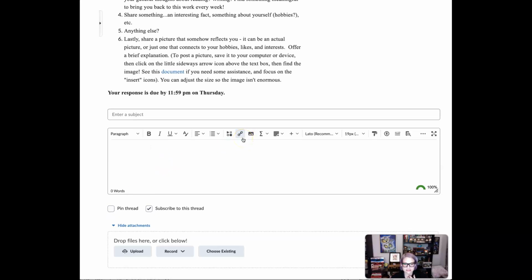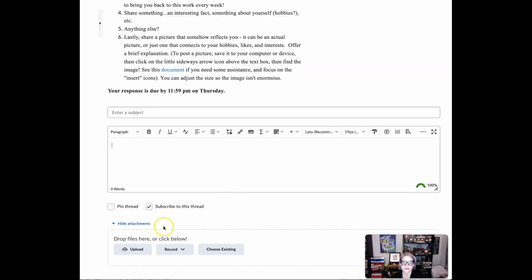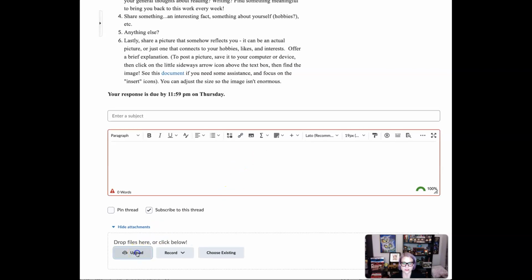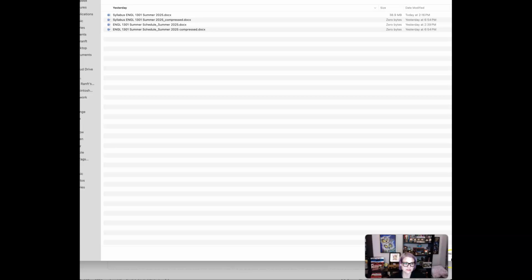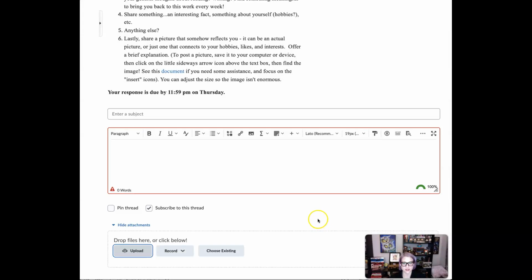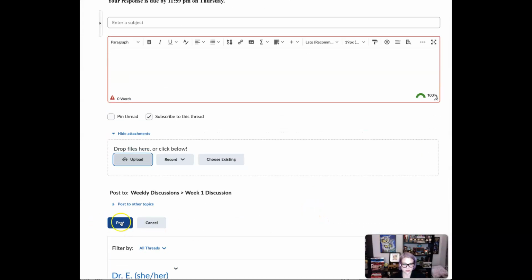It doesn't have to be indented, it doesn't have to follow Emily formatting. This is a space where that's not necessary, but it does need to be revised and edited, that kind of thing. And then to upload an image, you just click upload. You'll go and search your computer for it. It can be anything. It's just supposed to represent you in some way, okay? And then make sure you click post.